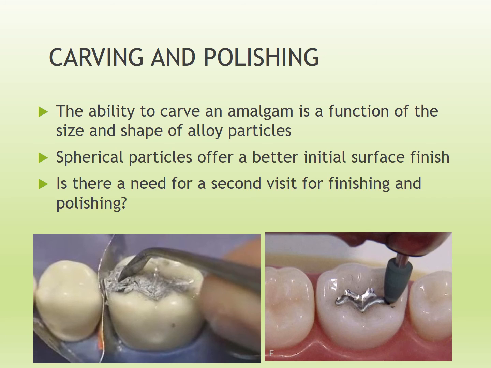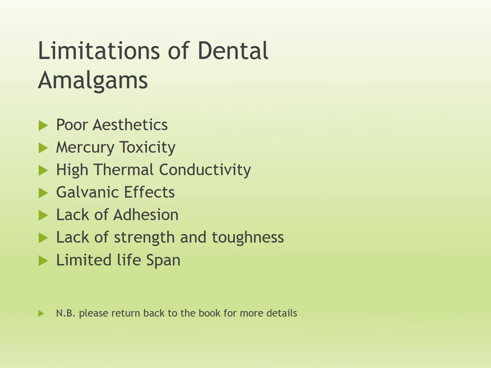Lastly, carving and polishing. The ability to carve an amalgam is a function of the size and shape of alloy particles, and the spherical particles offer a better initial surface finish. Since the introduction of the composite resins and the glass ionomer cement, there had been some limitation of dental amalgams, such as poor aesthetic, mercury toxicity, and this can arise from accidental spill or during the removal of an old restoration. High thermal conductivity, and this is expected since it's a metal, and the dental amalgams has very high thermal conductivity, which may irritate the pulp.